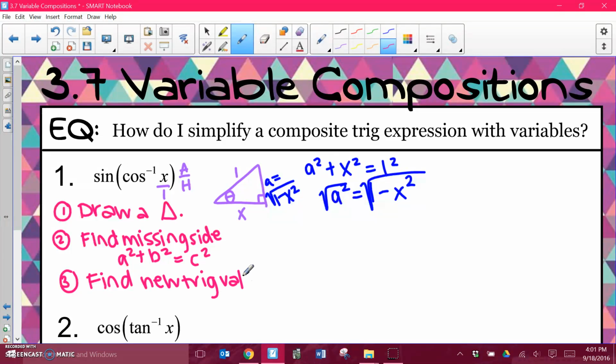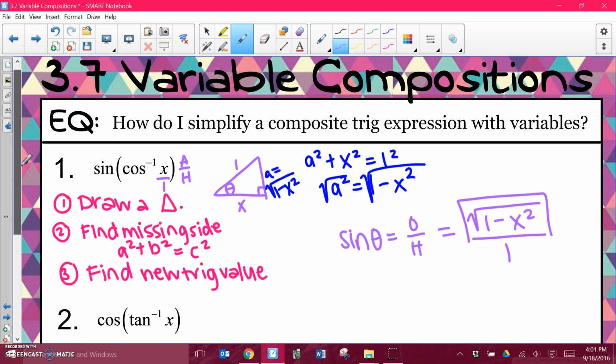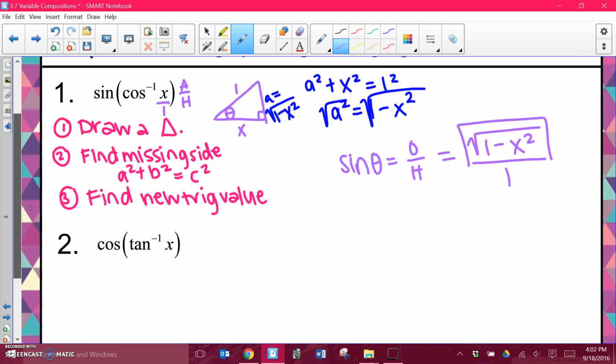So for this one, it's sine. So sine of theta is going to be your opposite over your hypotenuse. And we just found that opposite side. It was the square root of 1 minus x squared. And then my hypotenuse was just 1. So I could just write my answer as the square root of 1 minus x squared. So that's all we're really doing here. We're drawing a triangle, we're finding the last side, and then we're using our SOHCAHTOA in order to find the new stuff.